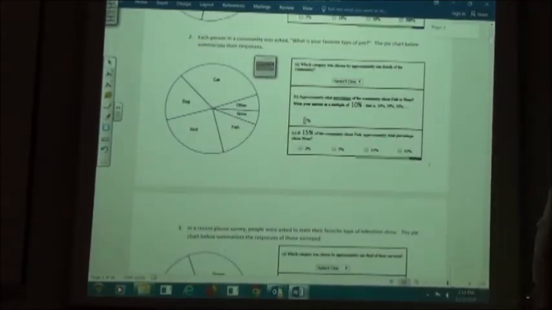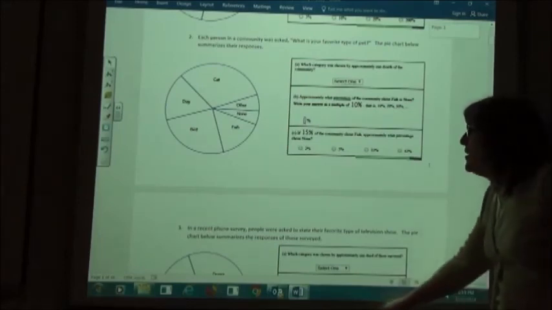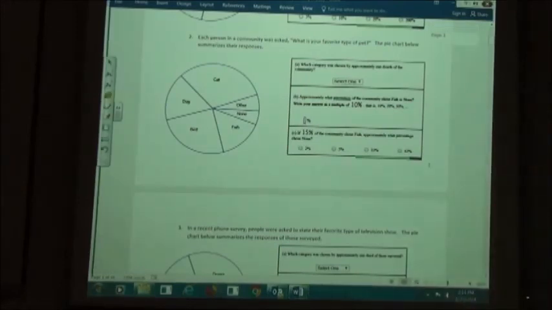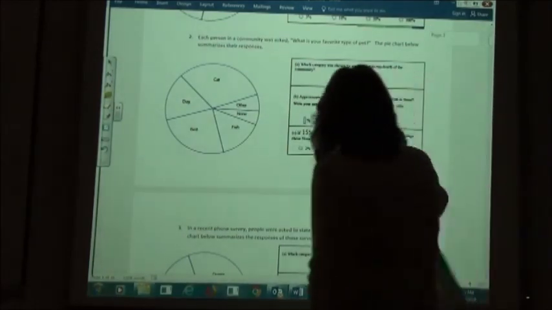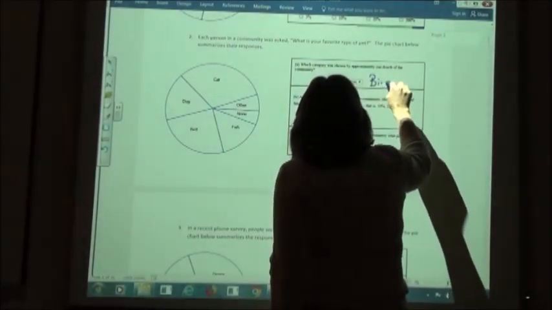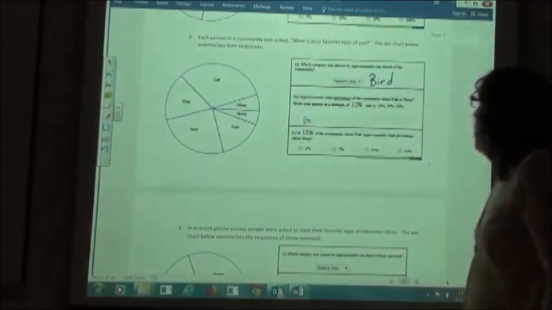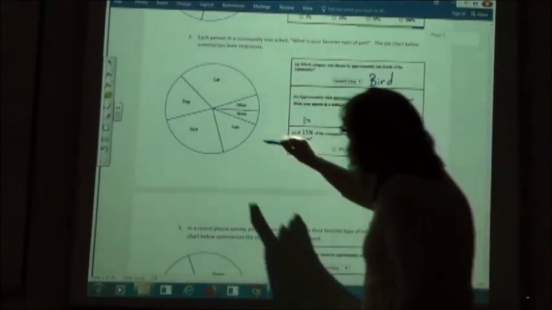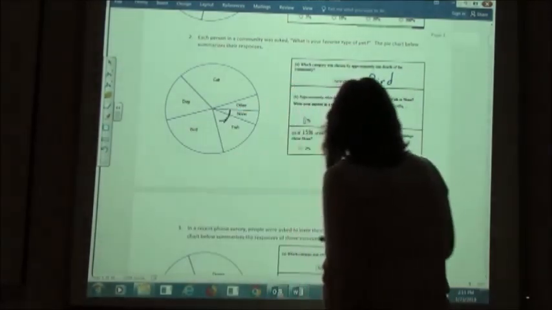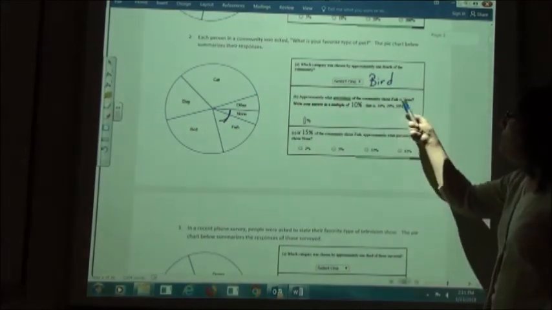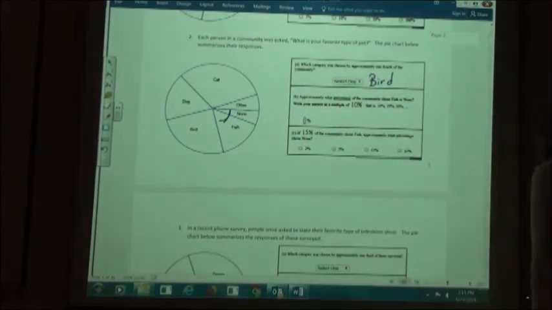So on number 2, which category was chosen by approximately 1/4 of the community? So which one looks like it's about 1/4? Bird. The bird, yep. Bird looks like it's about 1/4. What percent of the community chose fish or none? So fish or none looks like about what? And they're going to round it off to a multiple of 10.